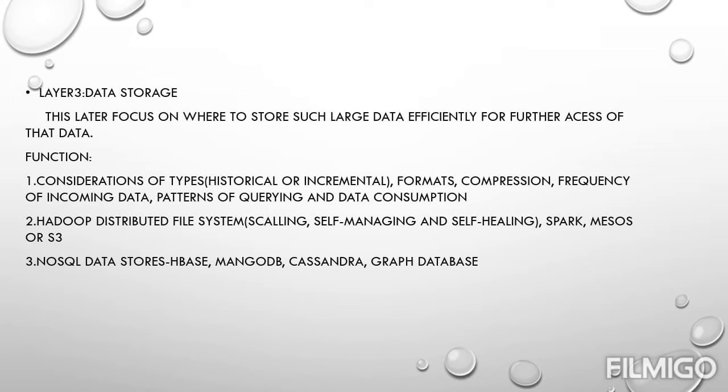Functions of this layer. First one, consideration of types, historical or incremental, format, compression, frequency of incoming data, patterns of querying and data consumption. Here we have to consider the format of data, that is structured, unstructured, semi-structured, so that we can save it easily, and we have to check the frequency of incoming data. This helps determine the storage mechanism. And compression of data is used to save memory and data consumption.